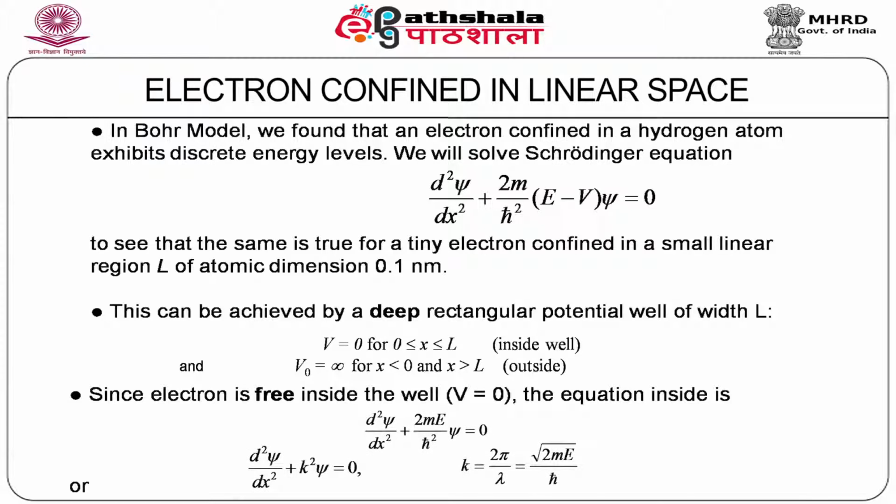Or I can write this as d²ψ/dx² + k²ψ = 0, where k is √(2mE)/ħ, and k is actually the wave number, which is 2π/λ, where λ is the de Broglie wavelength of the electron.